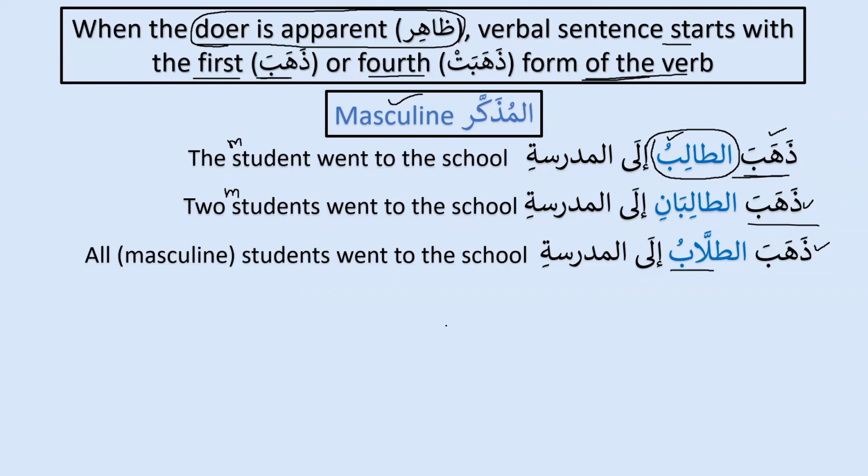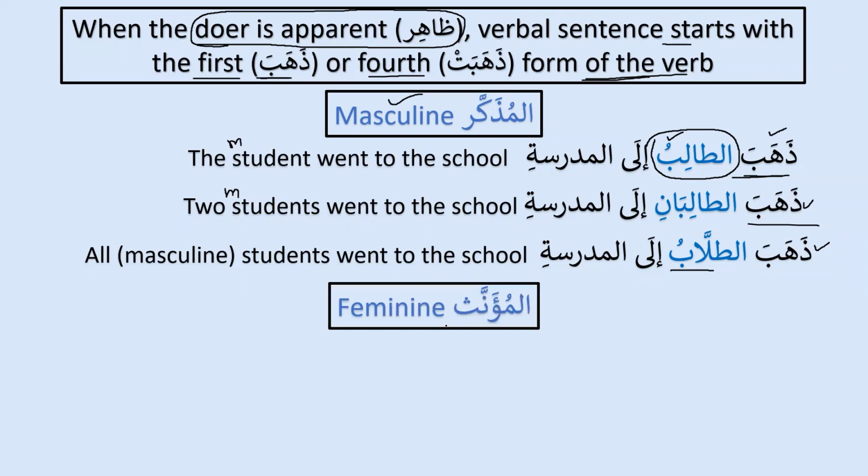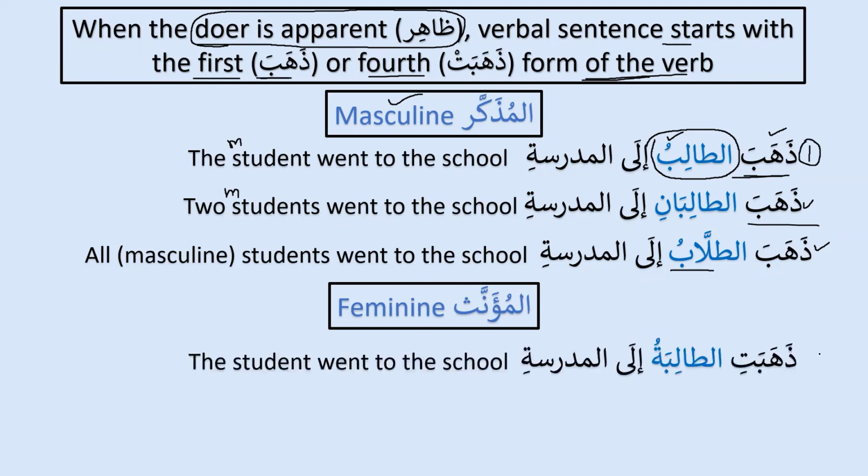And when we talk about the feminine, al-mu'annath, here we have used form number 1, and here we will use form number 4, which is ذهبت. And we know that in ذهبت the ending is sakin. However, when we connect it with al, then we have to connect it with kasra, so it will be ذهبت الطالبة إلى المدرسة. The female student went to the school.